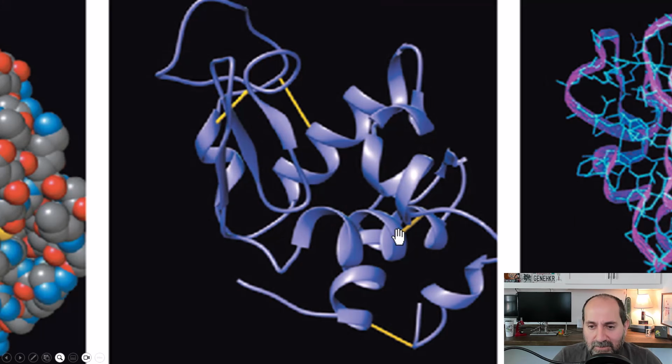In fact, if I were to break down this protein, I don't know what protein this is, but I would say this is a protein that consists of 1, 2, 3, 4, maybe 5, 6, 7 alpha helices, and it looks like 2 beta sheets, right? So if I were to break down the secondary structure of this protein, 6 or 7 alpha helices and 2 beta sheets, right? Isn't that interesting?